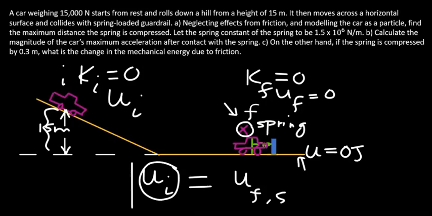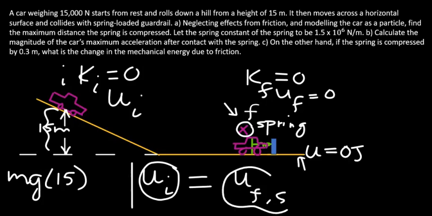The gravitational potential energy at the initial state is given by the mass of the car times the gravitational acceleration times the vertical elevation, which in this case is 15 meters. Now let's look at the elastic potential energy of the system at the end, in the final state. When the spring is compressed, its elastic potential energy is given by half times the spring constant times the compression squared. So this equation has been turned into that form.